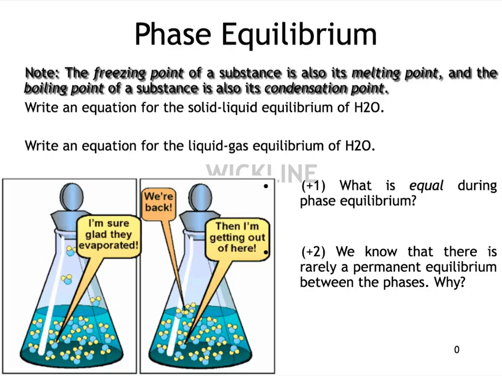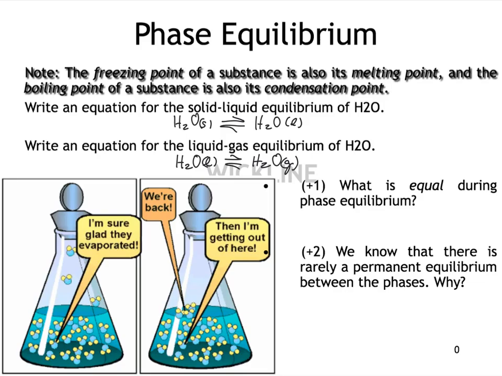So let's make this practical. We need to write down an equation for the solid-liquid equilibrium of H2O. So this is the melting/freezing equilibrium. We use that double-headed arrow. There's my solid, and here's my liquid. Done. Now let's write an equation for the liquid-gas equilibrium. We're going to need our double-headed arrow again. Here's my liquid water, and here's my gaseous water.